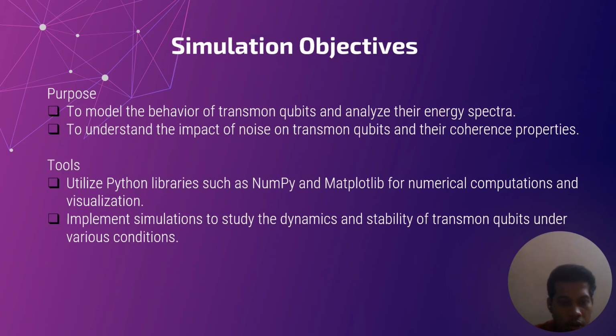Our primary goals in this simulation are to model the behavior of Transmon qubits, analyze their energy spectra, and understand the impact of noise on Transmon qubits and their coherence properties. We will utilize Python libraries such as NumPy and Matplotlib for numerical computations and visualization, implementing simulations to study the dynamics and stability of Transmon qubits under various conditions.